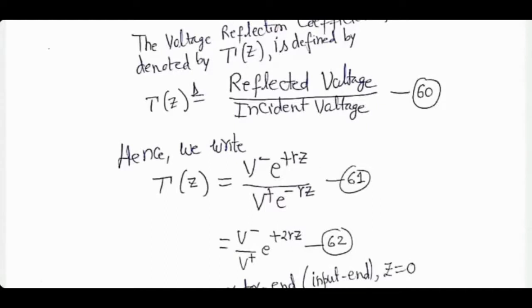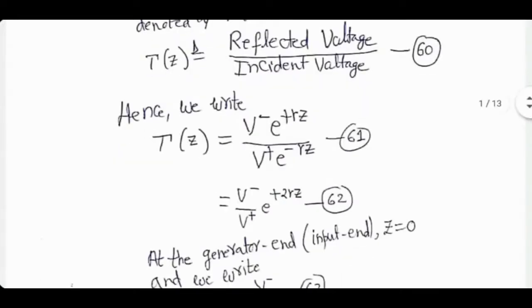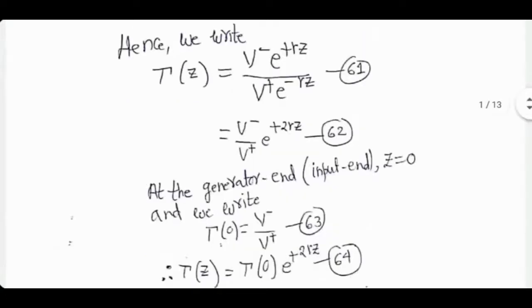V minus upon V plus, we know that, but let's take it out anyway. And the rest of the terms merge into a single term, e to the power plus 2 gamma z. Now, when small z is 0, that means you are at the input end, we define the reflection coefficient as input reflection coefficient, which is called either tau in or tau within parenthesis 0. That means small z is 0. That is obviously V minus upon V plus.